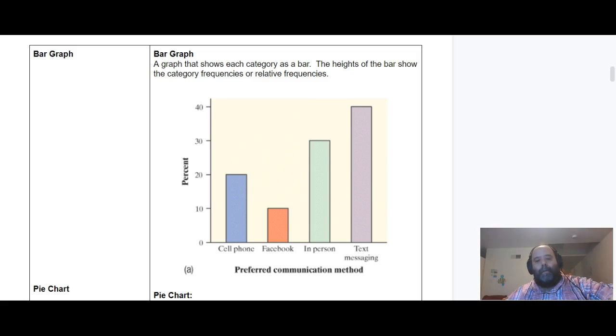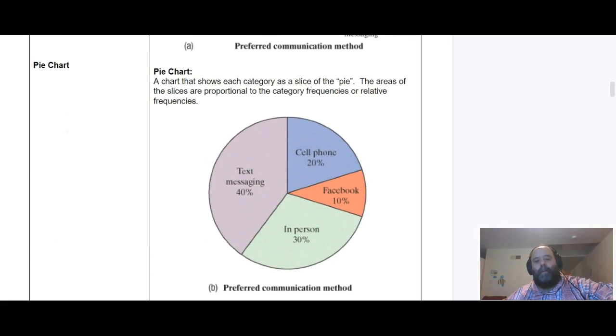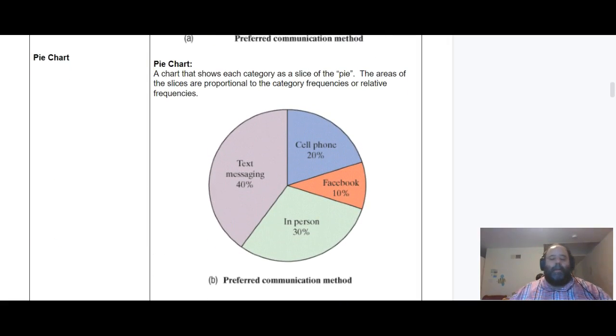Another way of representing categorical data is also through a pie chart, where each of the wedges of the pie is the correct proportion of the whole. In a pie chart, you have to have all of the possible categories. So this is another way to reference categorical data, using a pie chart.